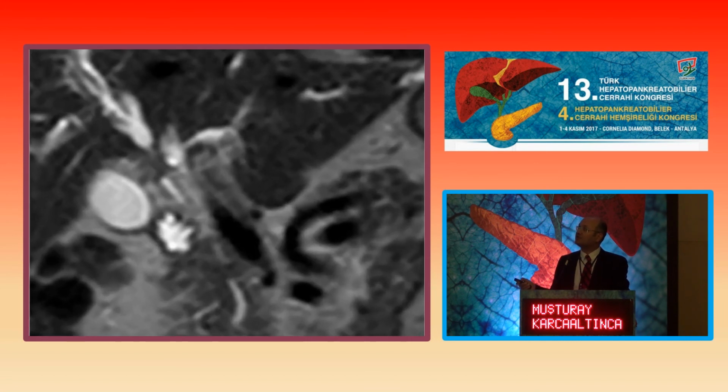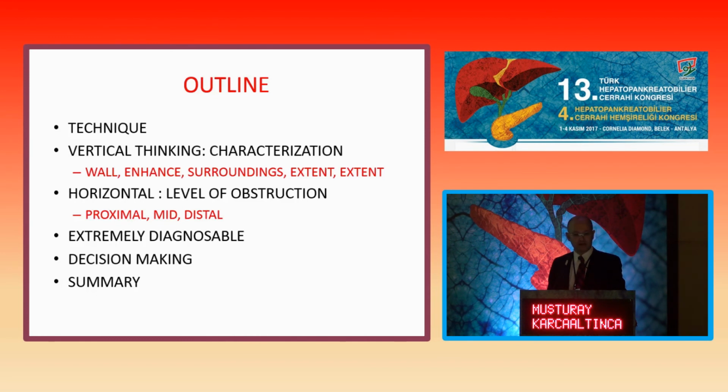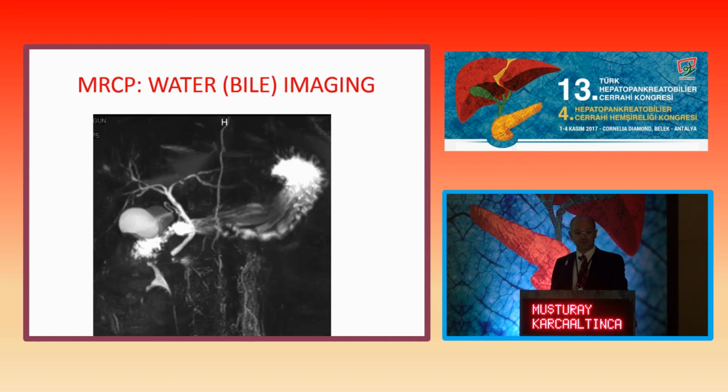And if I zoom up the image, you can see that the wall of the common bile duct is involved. So this is the kind of detail that we can obtain routinely in our practice. I'll briefly talk about the technique, which is important. I'm going to briefly mention how we characterize lesions within the biliary system. And also, according to the level of obstruction, it's important to have this differential diagnosis. And then we're going to look at the extremely diagnosable cases and how we use imaging for decision making.